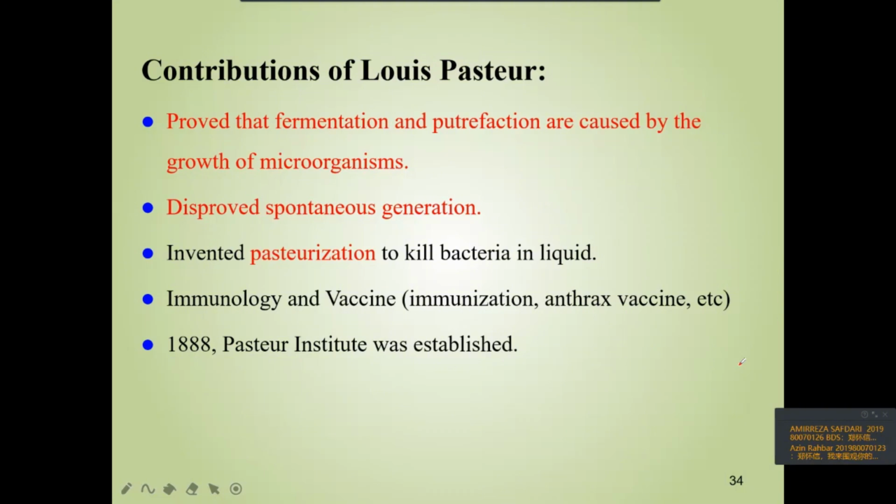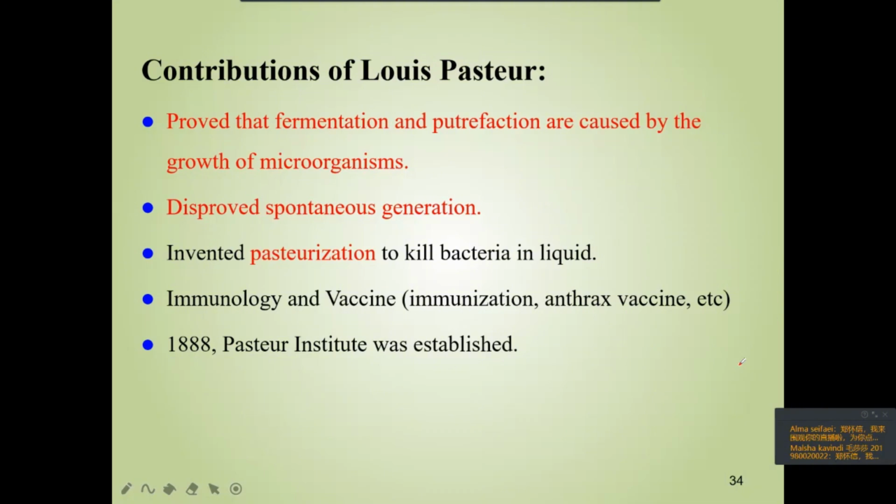He also invented methods to kill bacteria in liquids, and this method we call pasteurization. It's a very useful way to kill bacteria in liquids, such as in milk, in juice, and it's still widely used in industry right now. And he also worked on immunology and vaccines. Louis Pasteur developed a vaccine against rabies and also a vaccine against anthrax. Anthrax is caused by a bacterial pathogen. And he also established an institute named after himself, the Pasteur Institute, which is still a famous institute in the world. It's in Paris.